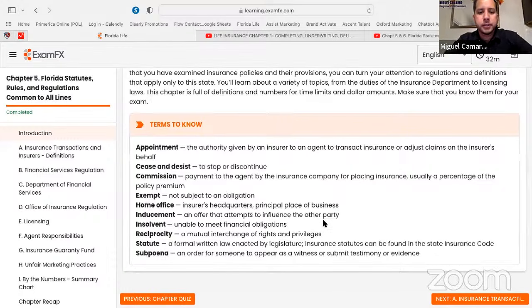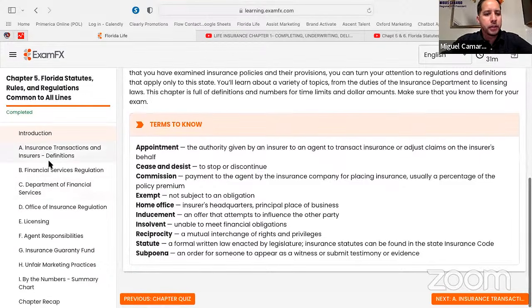Cease and desist, that means to stop or discontinue whatever you're doing. Commissions, that is the money that's paid to an insurance agent for the policy that they write. Exempt, that means they're not subject to obligations. Home office, obviously that's the insurance company's home office. Inducements, we're going to come into that where you influence one party. Insolvent is unable to meet financial obligations. So generally, you're going to go out of business if you go insolvent. Reciprocity, a mutual exchange of rights and privileges. Statute, a formal written law that is enacted by legislation. Insurance statutes can be found in the state code.